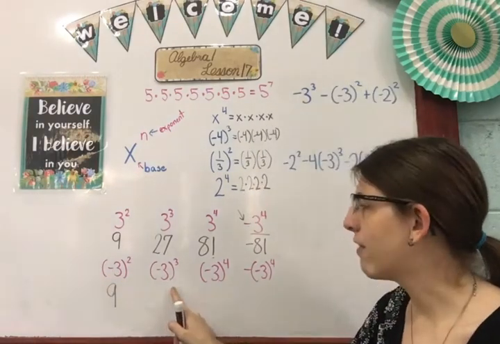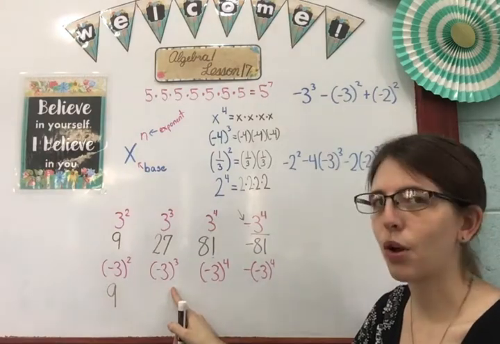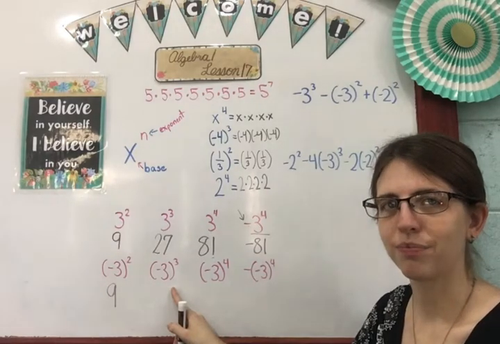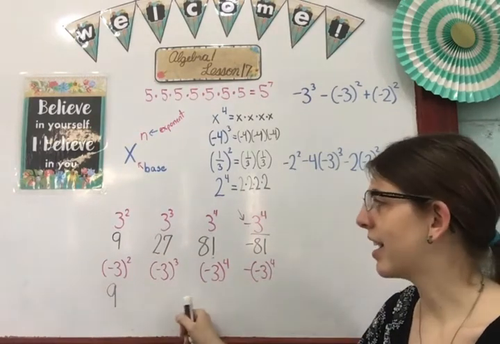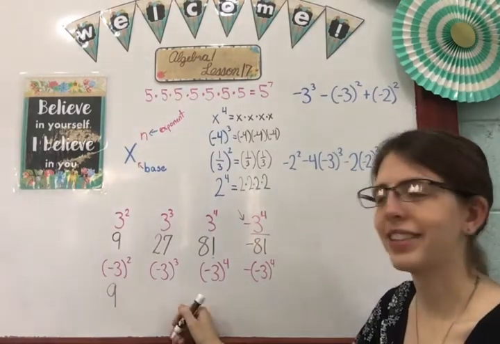Okay, here I have 3 negative numbers. So will my answer be positive or negative? Negative, because I have an odd number of negative numbers. And -3 cubed is -27.